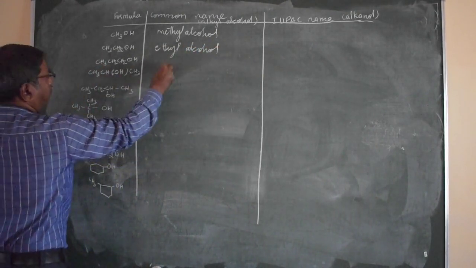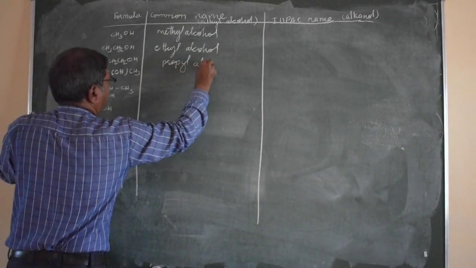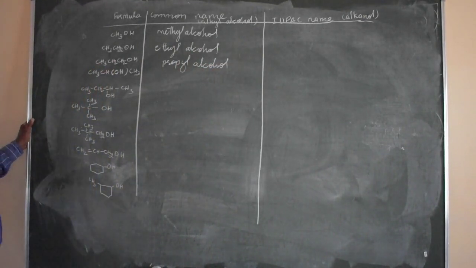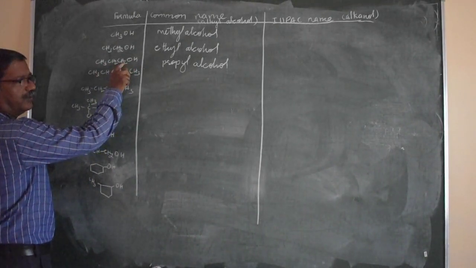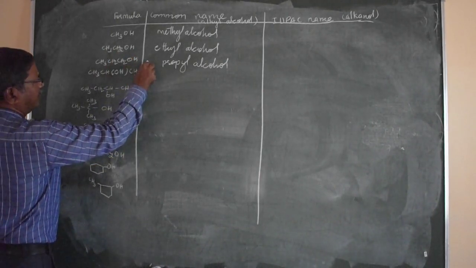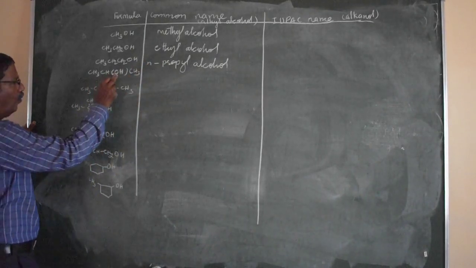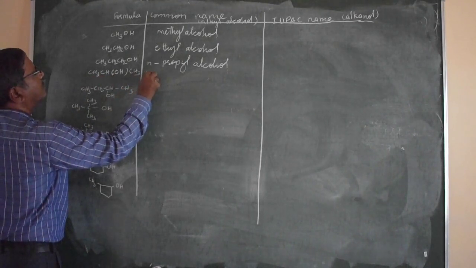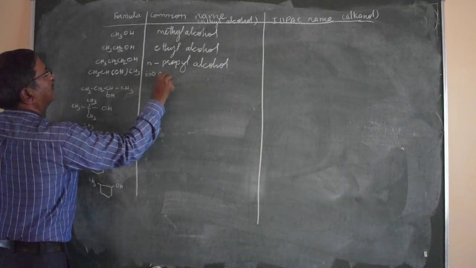Next one, propyl alcohol. As we know, identification is important. In common names, identification of what type of carbon it is, is important. So here the OH is attached to the CH2, that is a primary carbon, and it is called n-propyl alcohol. OH is linked to the CH, so it is called iso. CH means it is attached to 2 CH3, as you have studied. Isopropyl alcohol.